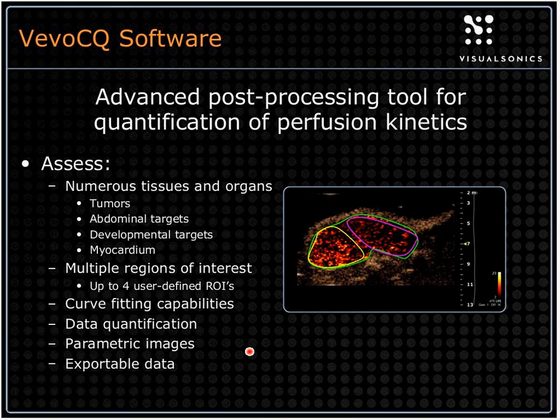So as we've stated, this is an advanced post-processing tool. So VevoCQ is something that you would do on your data after you capture it. So you would go in, you'd image, you'd capture a series of data, and then take those data into CQ and start to look at them. You can draw regions of interest, up to 4 in the area, and you've got an example here of those regions of interest drawn around a tumor here. Once you do the perfusion analysis, you do curve fitting, so the software will take those nonlinear data and fit the signal from the nonlinear contrast to curve algorithms.